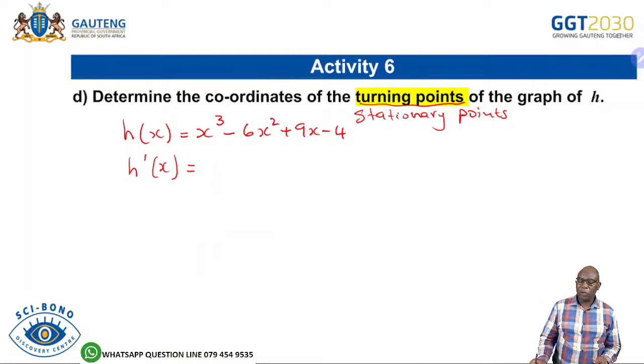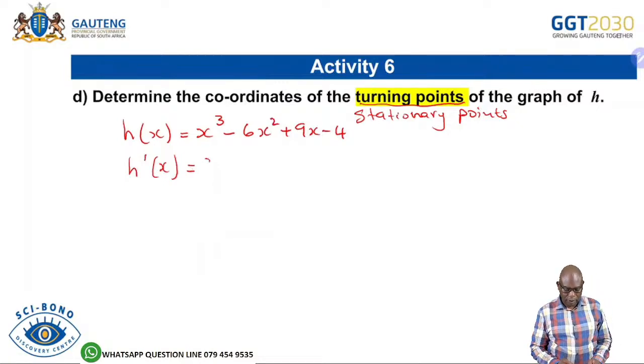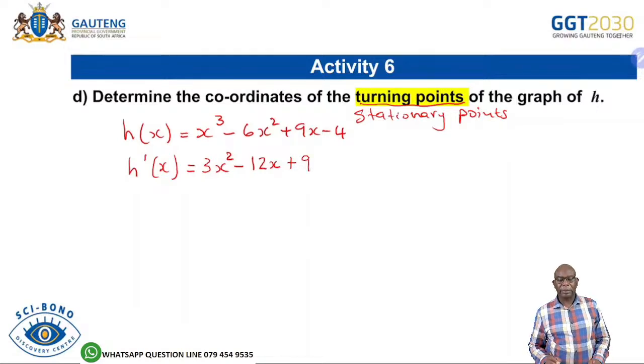Now, how am I going to differentiate this? So, it will be 3x squared minus 12x plus 9. But when I differentiate, because it's a stationary point, it means that I must equate it to 0. So that's 3x squared minus 12x plus 9 is equal to 0.